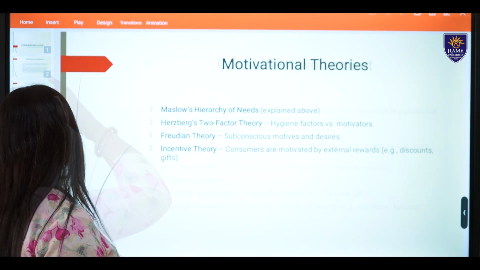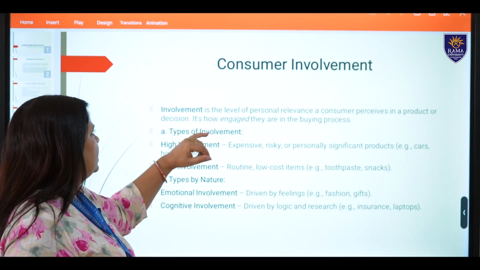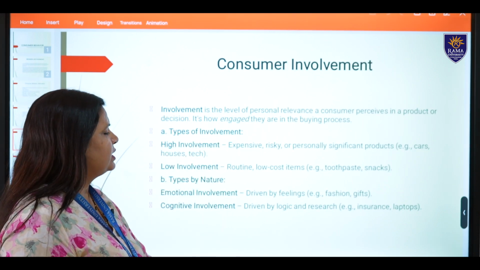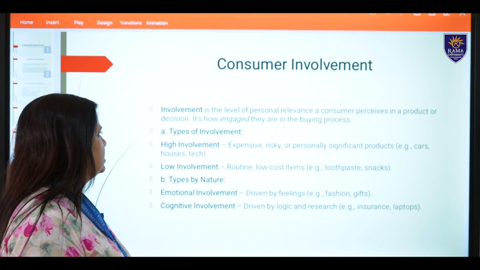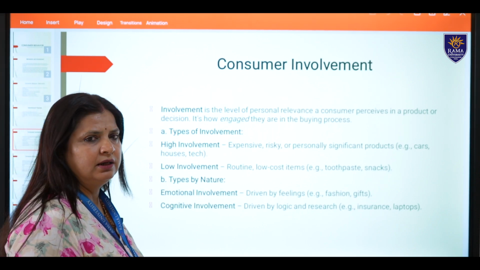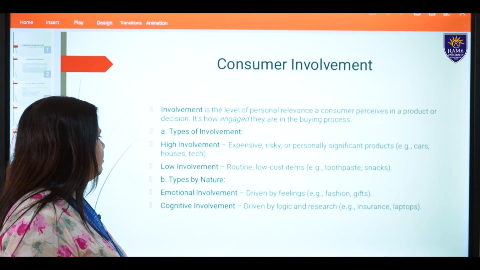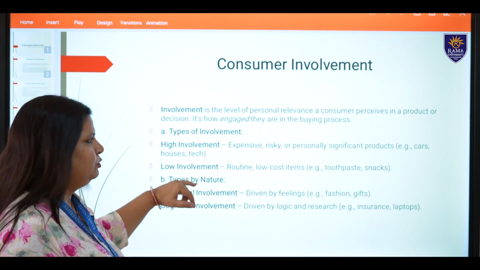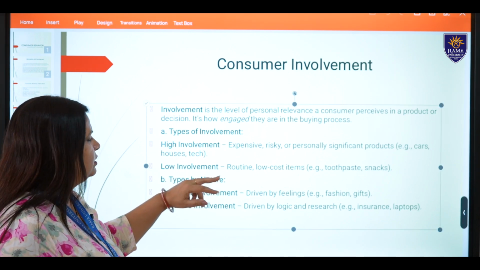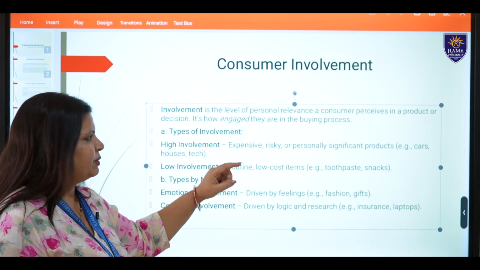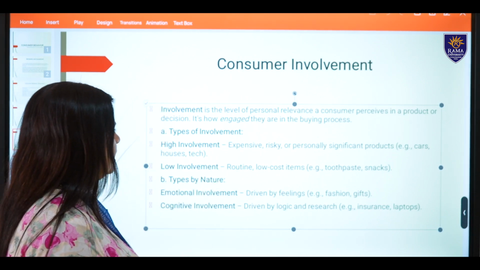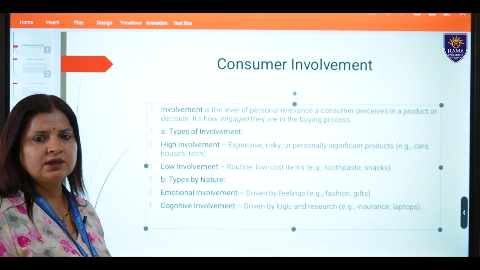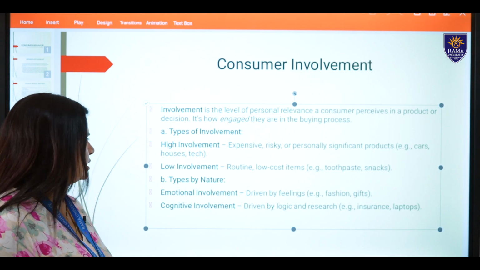Consumer involvement. As we discussed earlier, involvement is the level of personal relevance a consumer perceives in a product or decision. It is how engaged they are in the buying process. Types of involvement are high involvement and low involvement. In high involvement, the consumer is involved in expensive, risky and personally significant products. Examples: cars, houses, new technology etc.